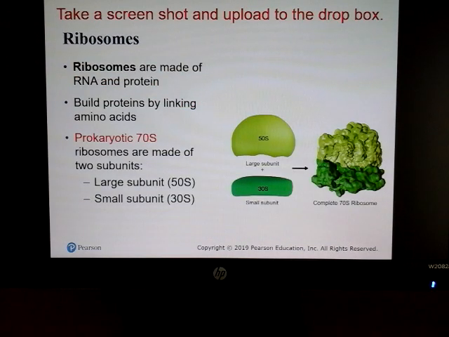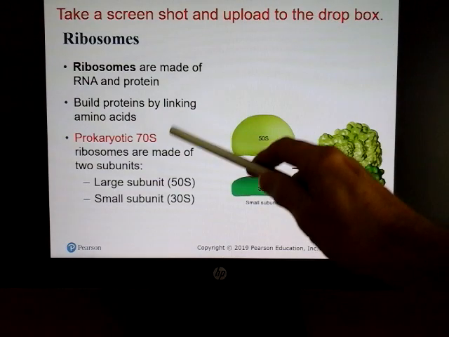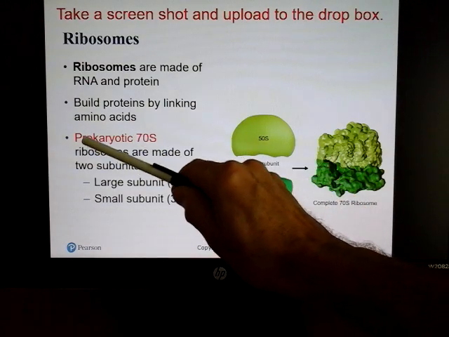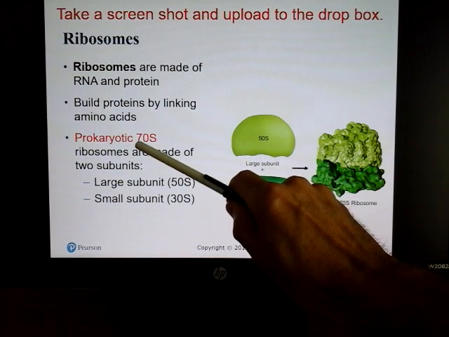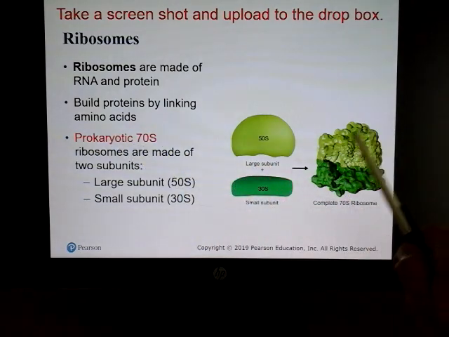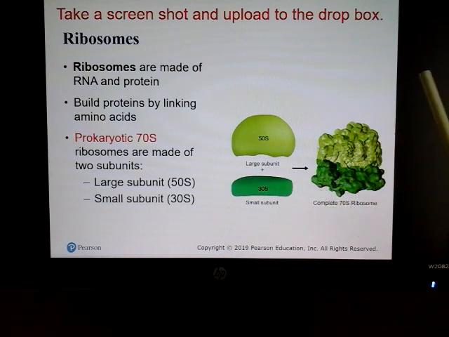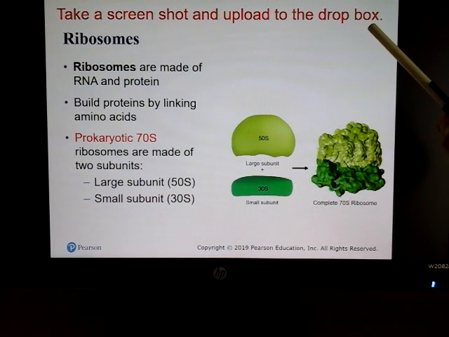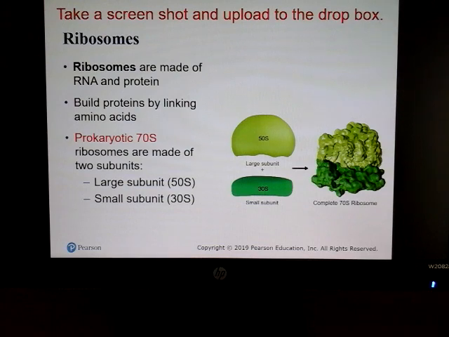As far as ribosomes go, all you have to know for your exam is that the prokaryotic ribosome is 70S. Prokaryotic, 70S. So that's your complete ribosome here. Please take a screenshot of this slide and upload it to the Dropbox.